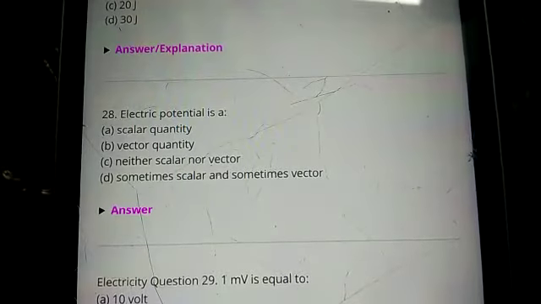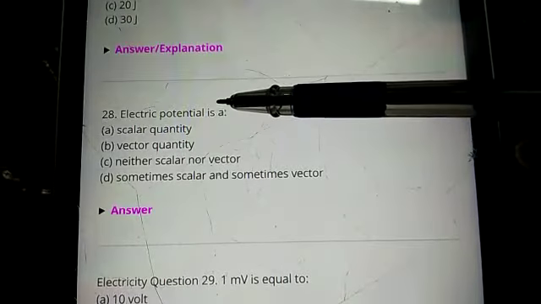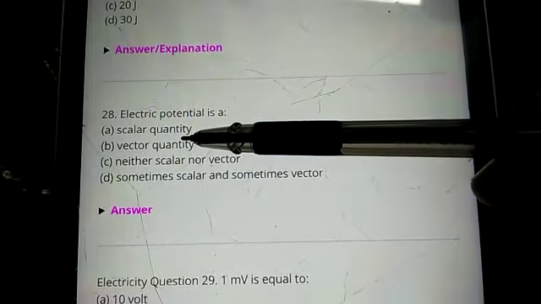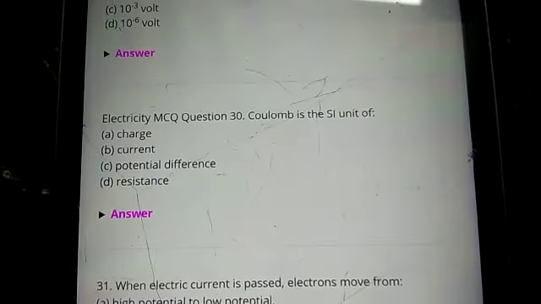Let's discuss some MCQ. Okay. Electric potential is a scalar quantity. So, electric potential is a scalar quantity. So, A is going to be the correct option. Next question.